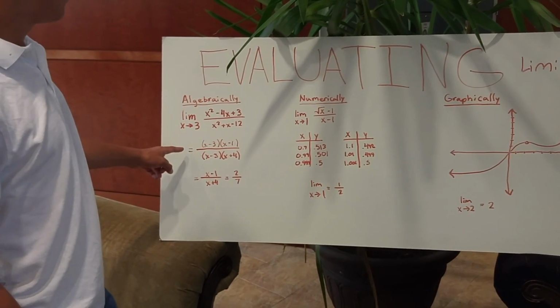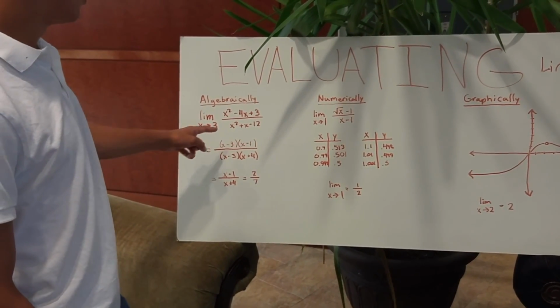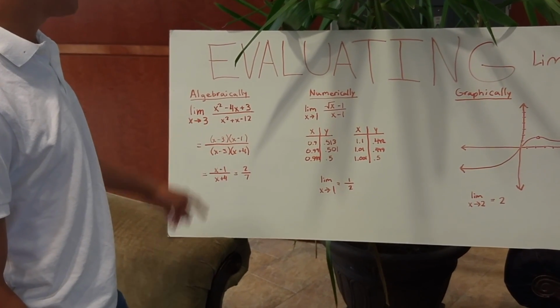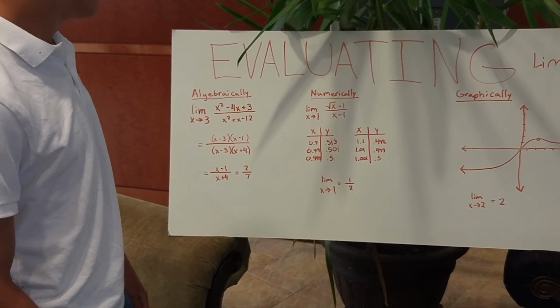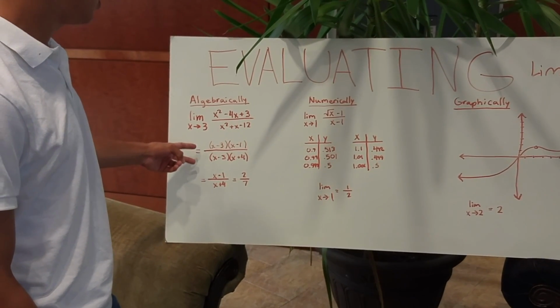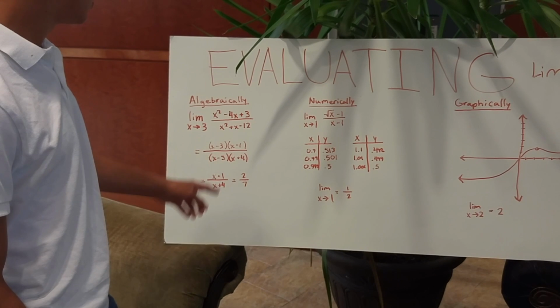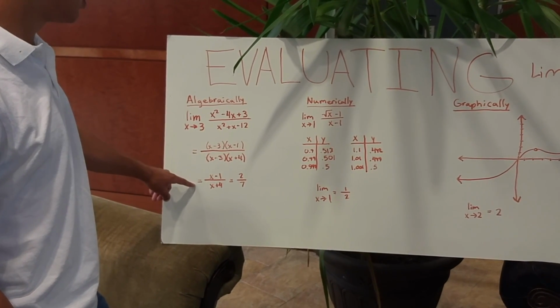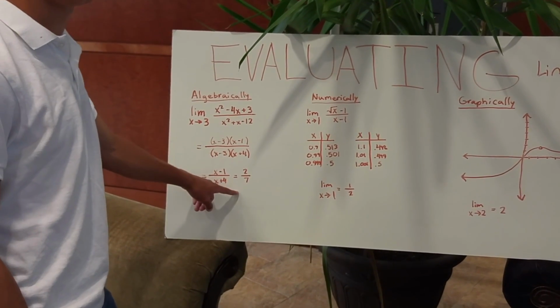For algebraically, you have the limit as x approaches 3 of the function x squared minus 4x plus 3 over x squared plus x minus 12. If you factor out the numerator and the denominator and you cancel the values, you get that the limit is equal to x minus 1 over x plus 4, and the answer is equal to 2/7.